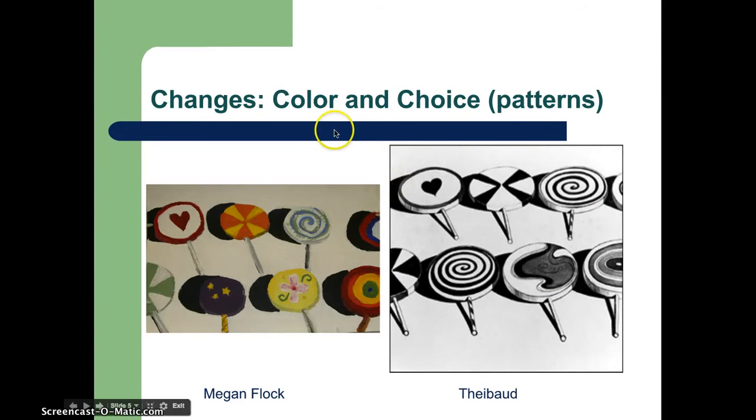Alright, this person changed color and choice. They changed the patterns that they saw. The original painting was a black and white painting, so they turned it into a color painting, and they also changed a couple of the patterns to something that they liked a little bit better than the originals.